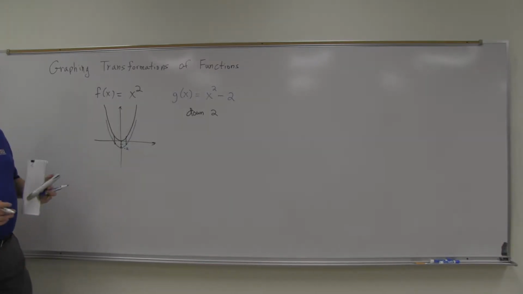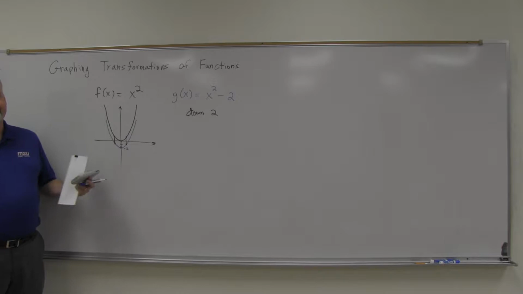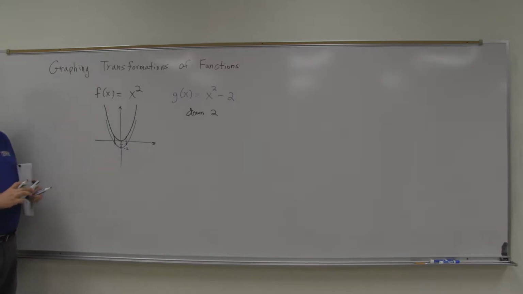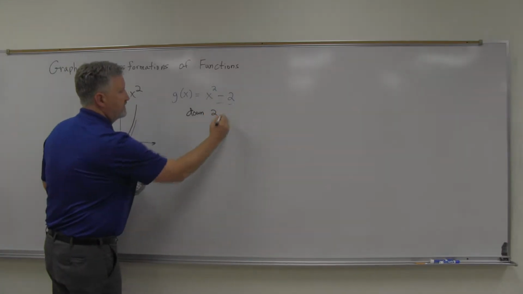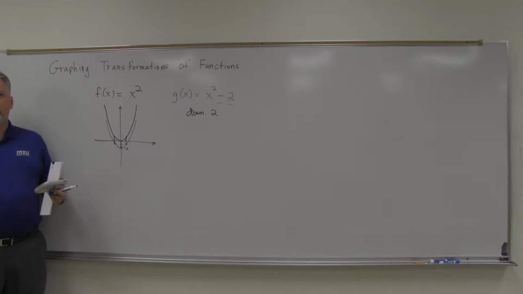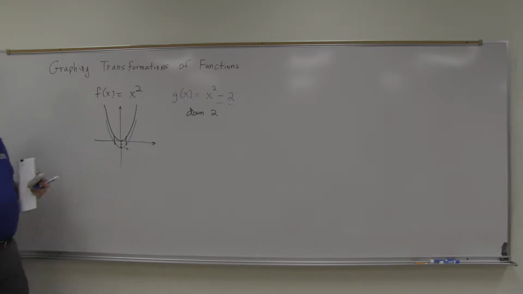So that's a fairly nice, easy little thing. If we made it x squared minus 3, down 3. X squared plus 3, up 3. So that's a fairly easy transformation. If we tack something on the end, plus or minus something, that's going to shift the graph either up or down. Minus 2 makes it go down. Plus 3 would make it go up 3. So that's a very nice, very easy transformation.